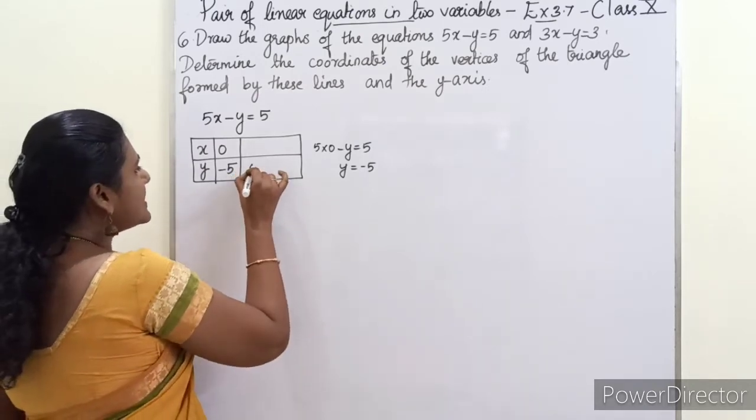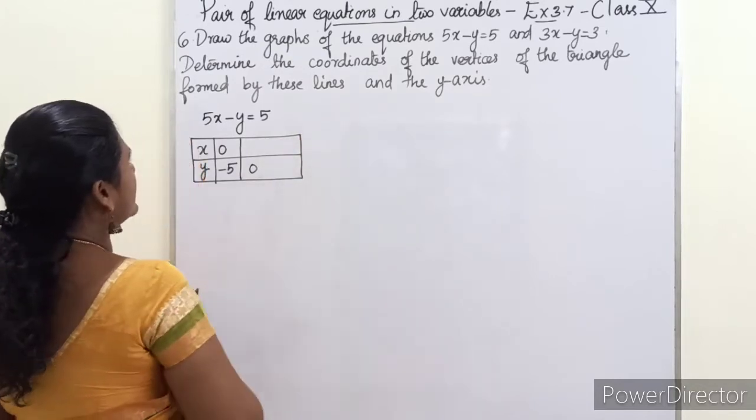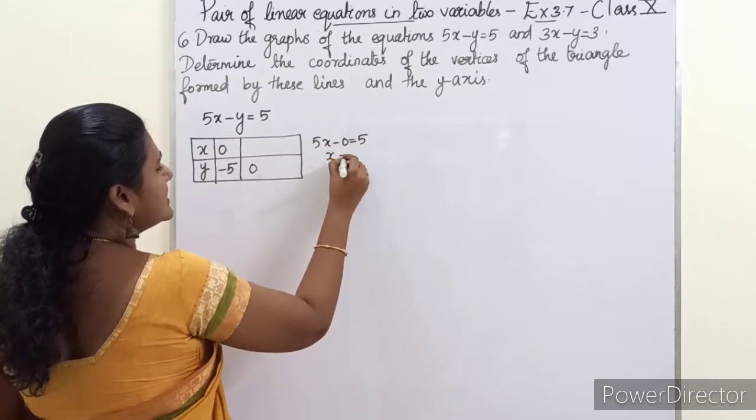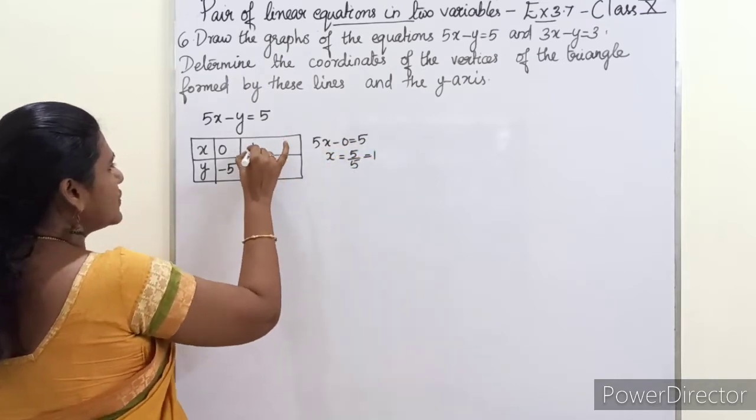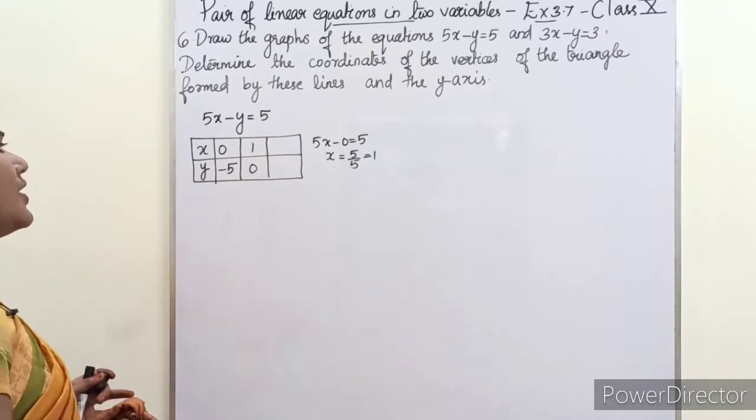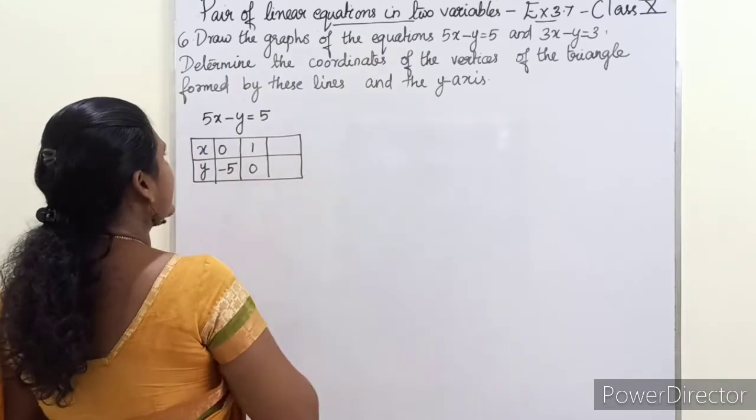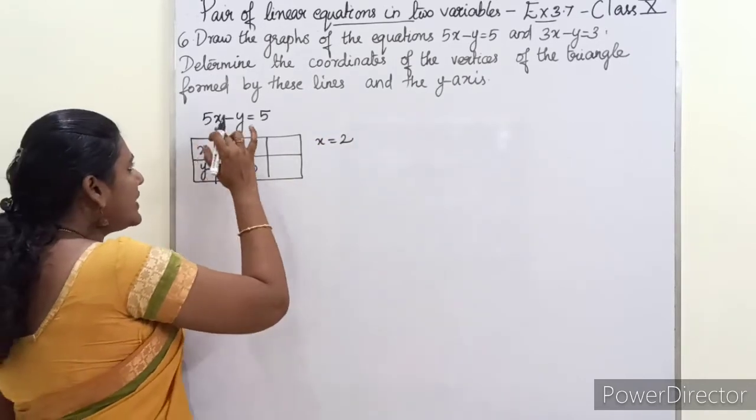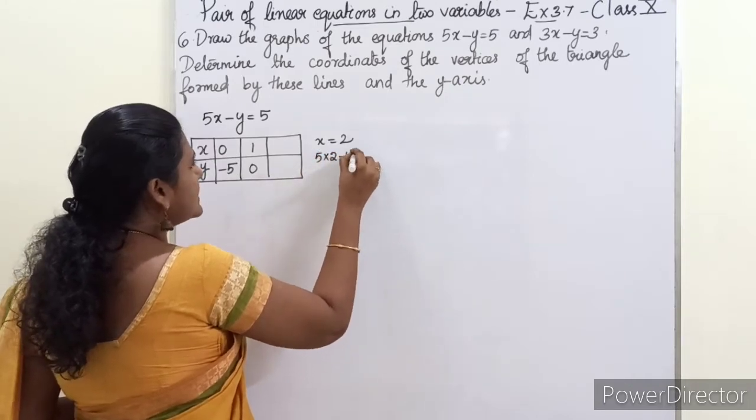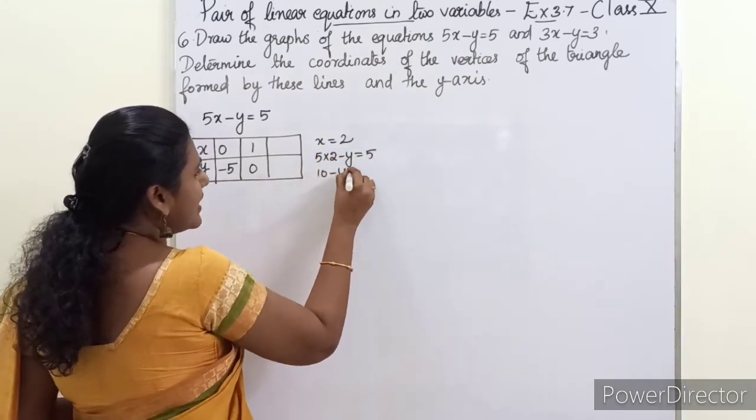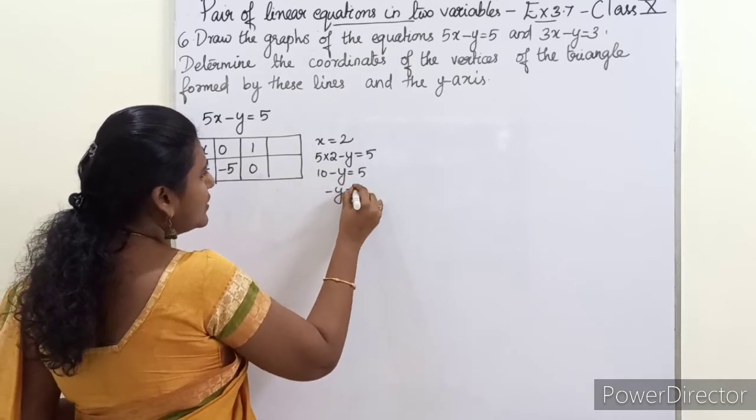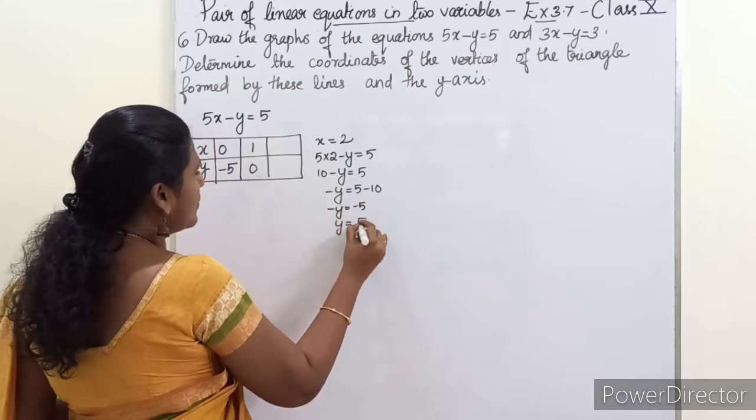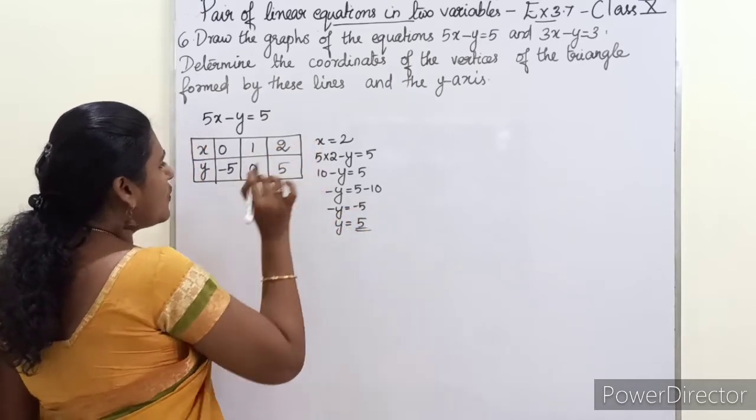Now we will take y is equal to 0. If you are taking y is equal to 0 here, so 5x minus 0 is equal to 5. So x is equal to 5 by 5 is equal to 1. So you will get the value of x as 1. Now we will find one more value. We will take x is equal to 2. So here 5 into 2 minus y is equal to 5. That is 10 minus y is equal to 5. So minus y equal to 5 minus 10. So minus y is equal to minus 5. That is y is equal to 5. So when x is equal to 2, y is equal to 5.